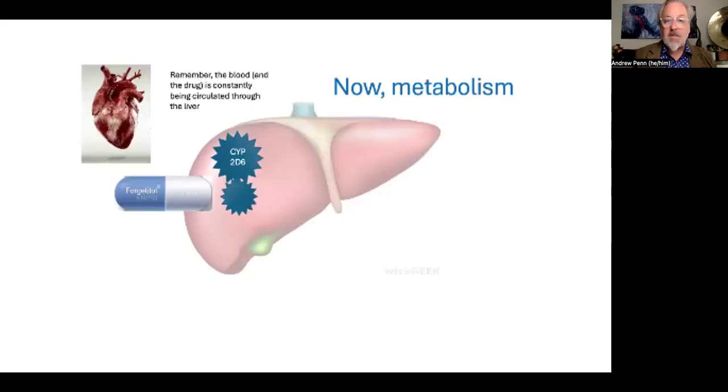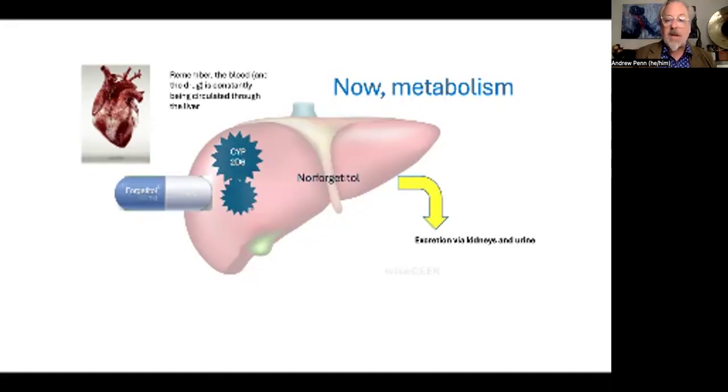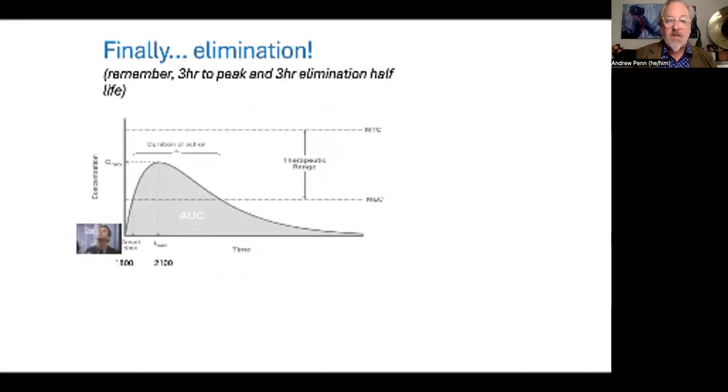And now that metabolism continues to happen even after the first pass. Of course, every time the heart pumps blood through the liver, those CYP2D6 enzymes have another crack at it, okay? And they keep converting it into Forget It All, which is then able to be excreted through the kidneys and the urine. So let's track this over time on this chart here.